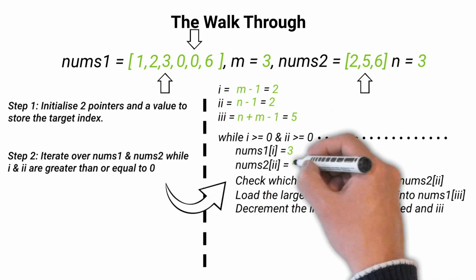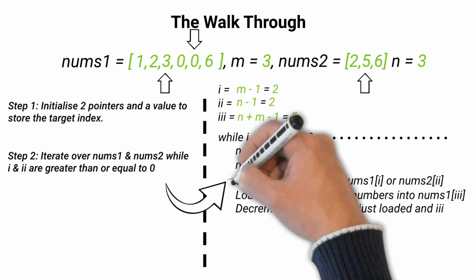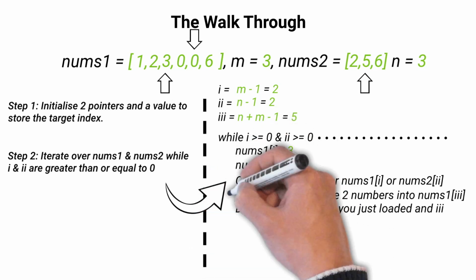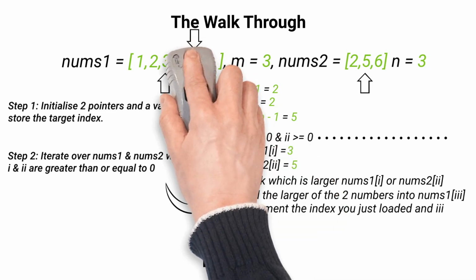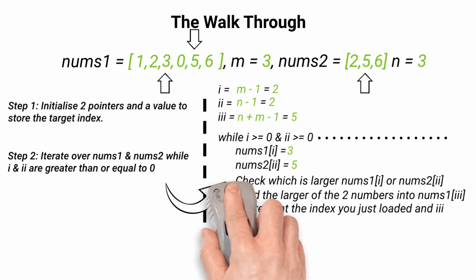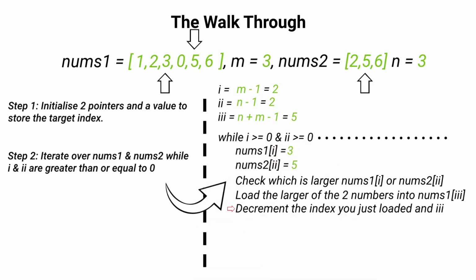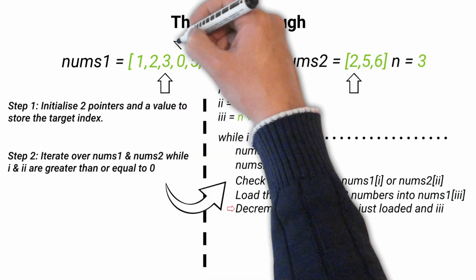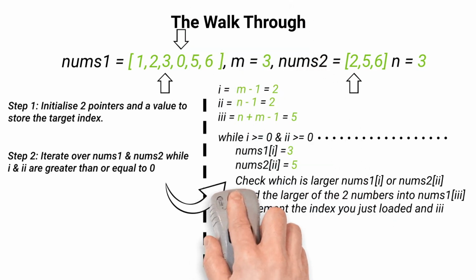So we can see nums2 is now equal to 5. We need to check which is larger, nums1 or nums2. We can see that nums2 is larger. So we want to update nums1 to 5. And then we want to decrement nums2. And we want to decrement nums1 and then we'll start the loop over again.